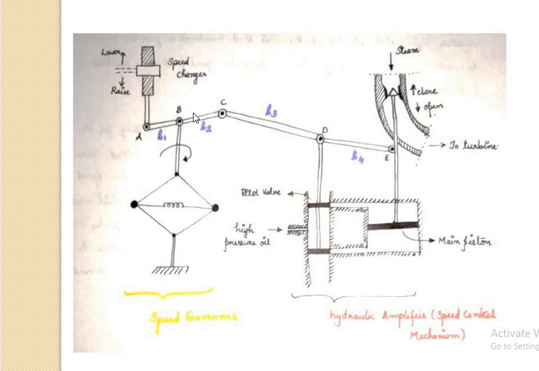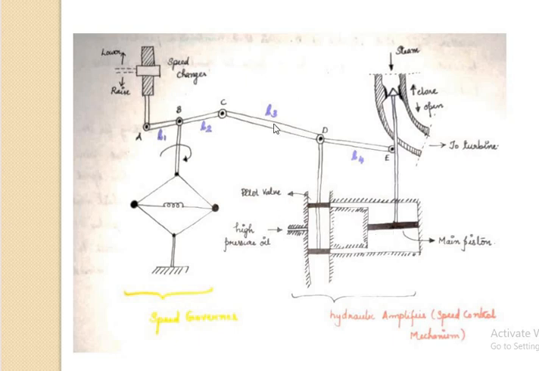So here the function is like this. If A moves downwards, C moves upwards. If A moves upwards, C moves downwards. The central point is B. So when B moves downwards, everything will move downwards, like a link type mechanism. When C moves downwards, D also moves downwards. The movement of E depends upon the movement of the piston.